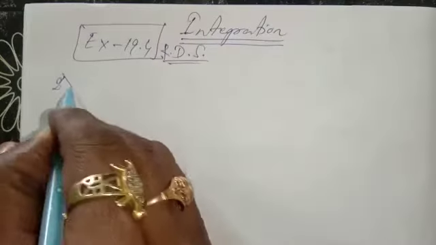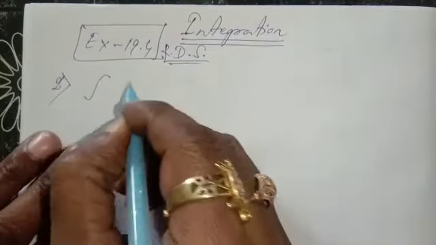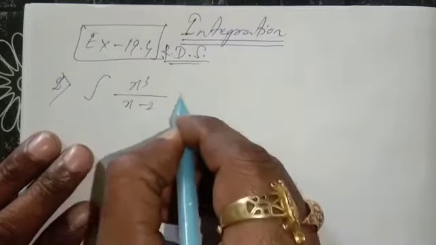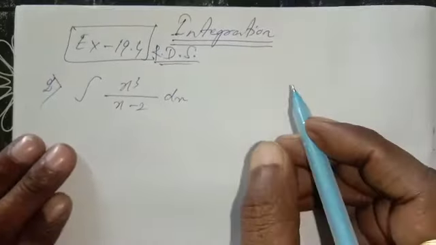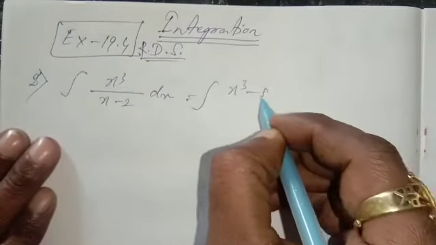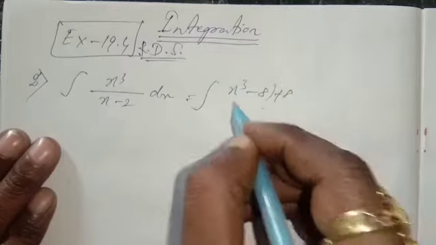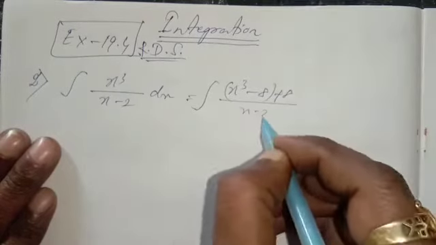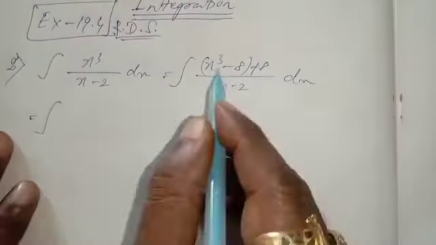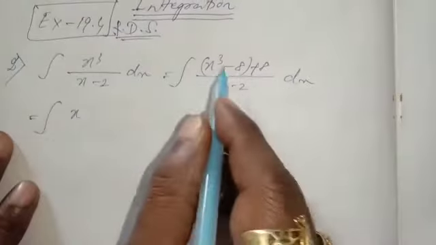See the question number 2, what is given here: integration of x cube by (x minus 2) dx. Just apply common sense here. Write x cube minus 8 plus 8 by x minus 2. I am telling why I am writing like this. For x cube minus 8 you have to apply a cube minus b cube, with x cube and 2 whole cube.